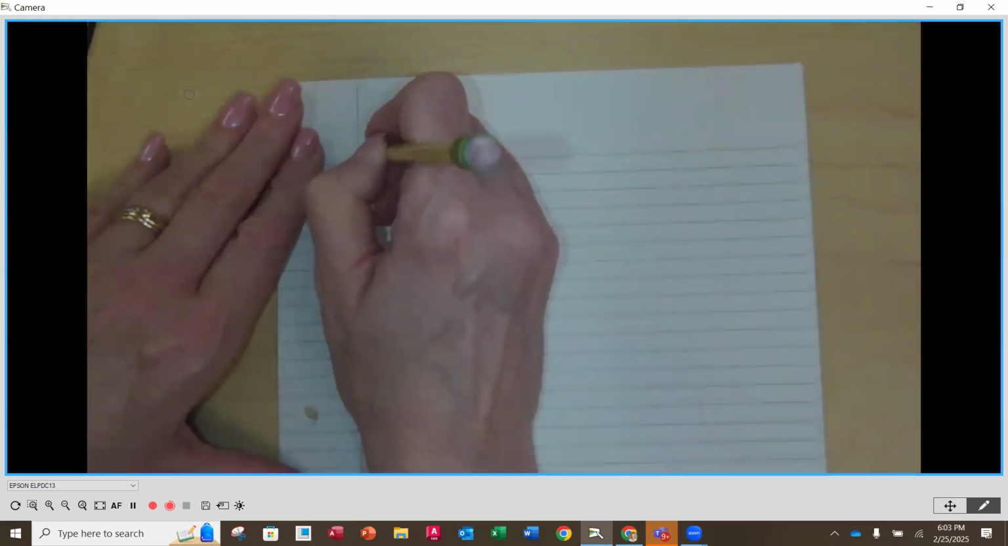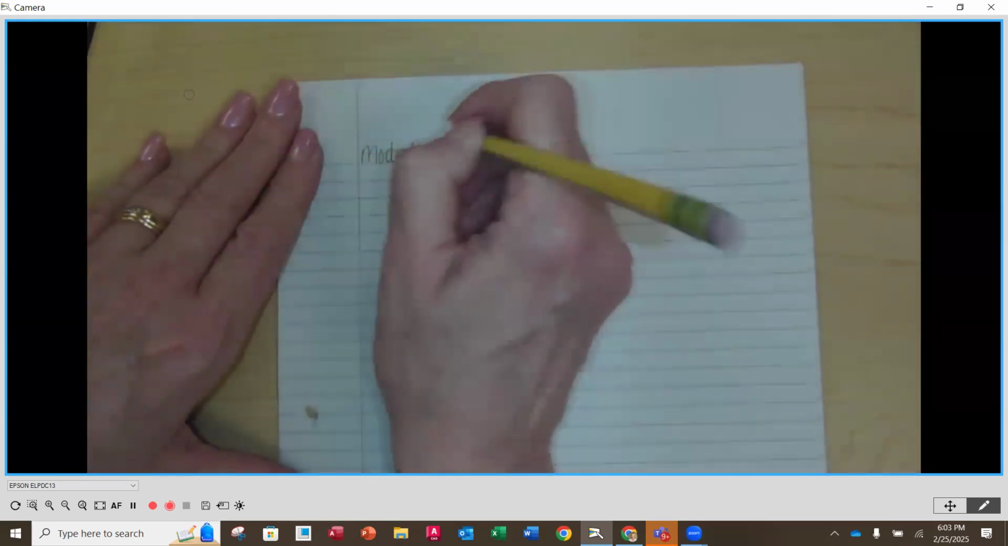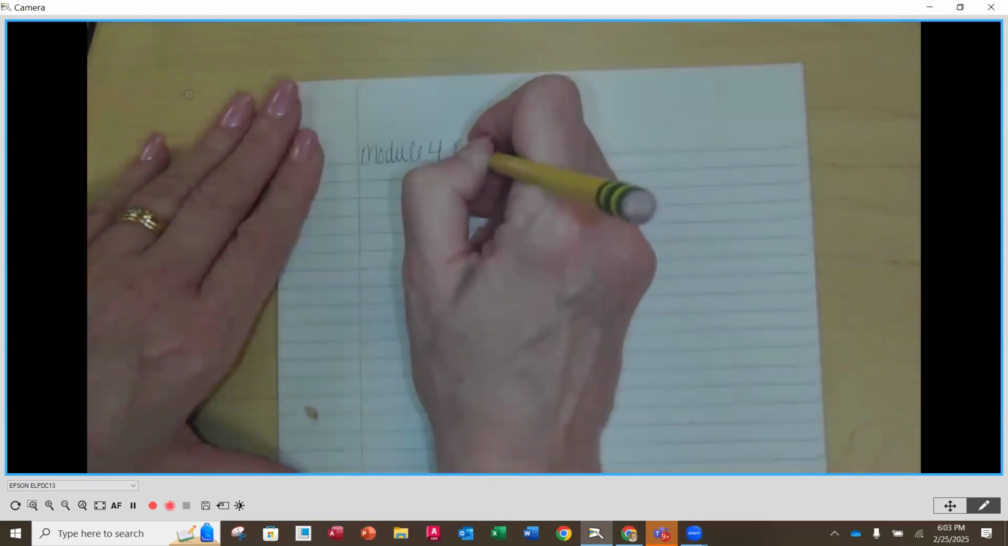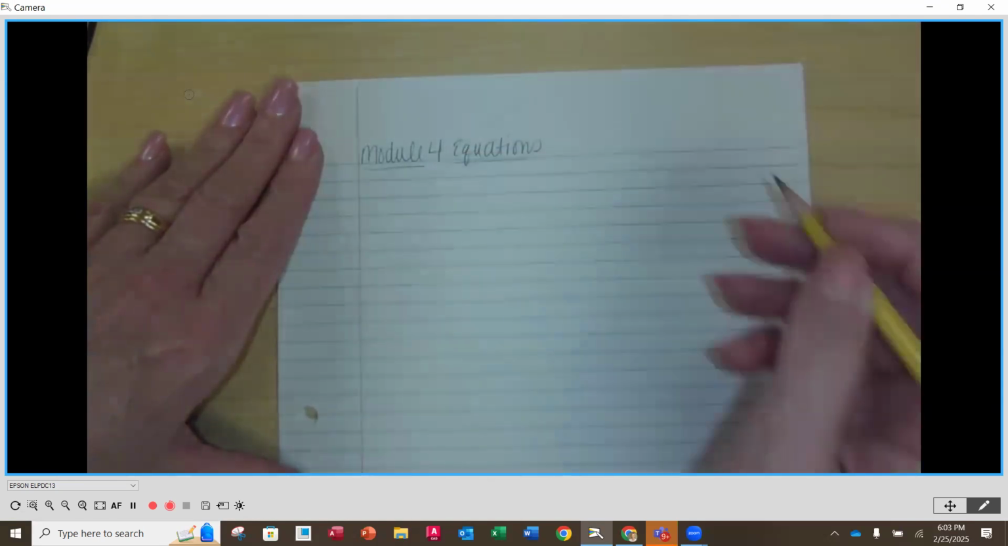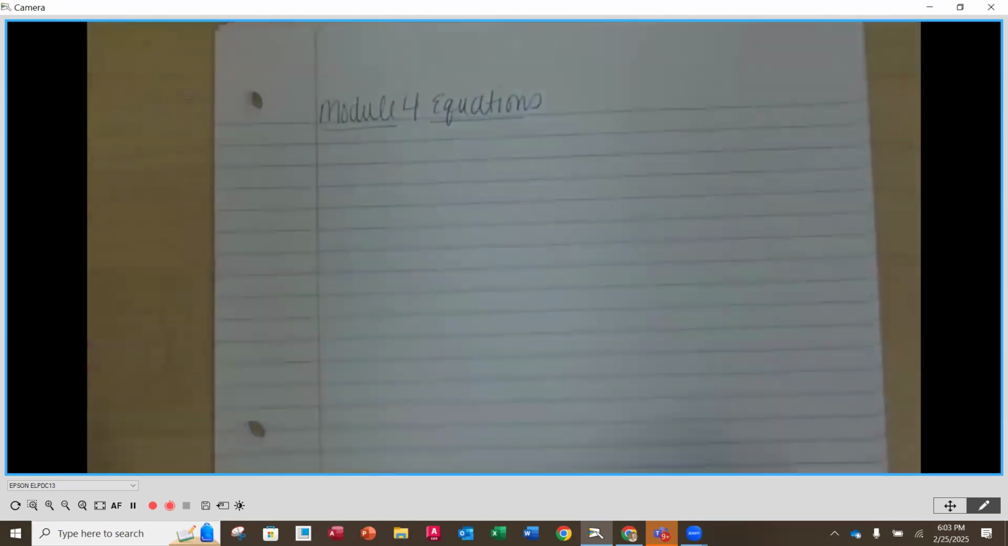I'm not going to say it's going to be a completely exhaustive list, but I tried to gather the items that are going to come in most handy for Module 4. So I'm just going to call this Module 4 equations. And again, some of these, as we saw, are going to be repeats, but some of them are going to be a little bit newer to us.